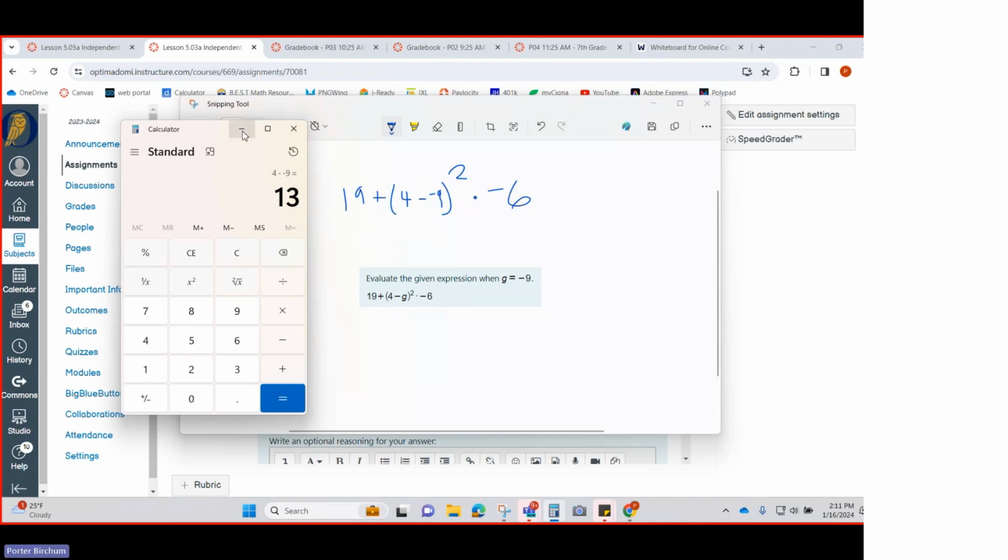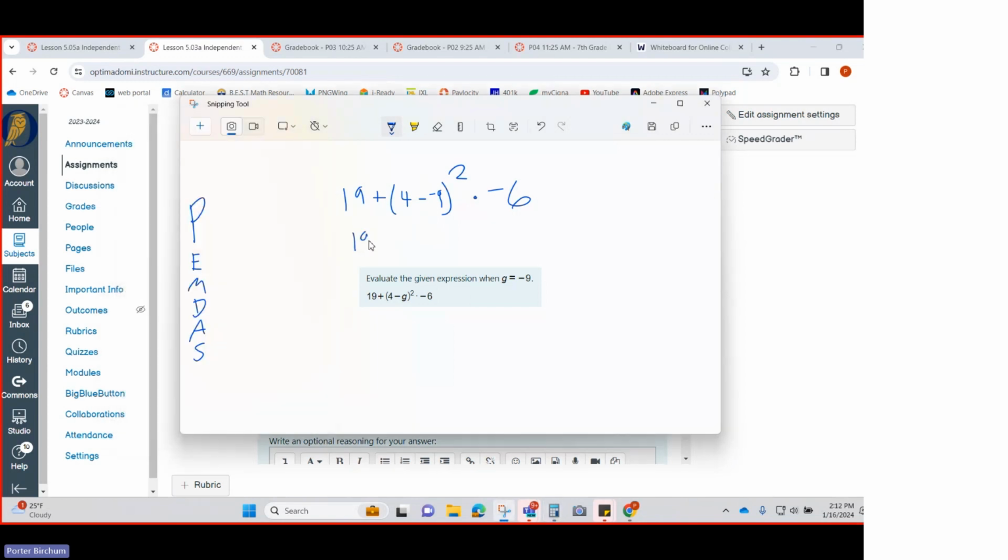So let's rewrite this. 19 plus, now the parentheses can disappear because there is no longer an operation sign in there that needs to skip the line. Instead of 4 minus -9, I just wrote the number 13. Now we have a new expression. We finished the parentheses. Awesome. Now I see some exponents right there. 19 plus 13, exponent of 2 times -6.